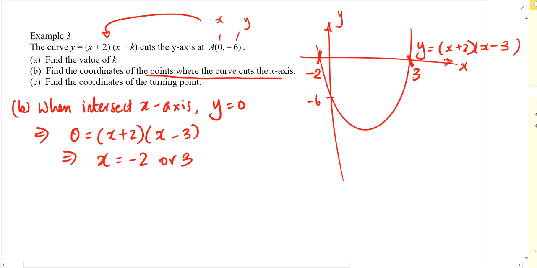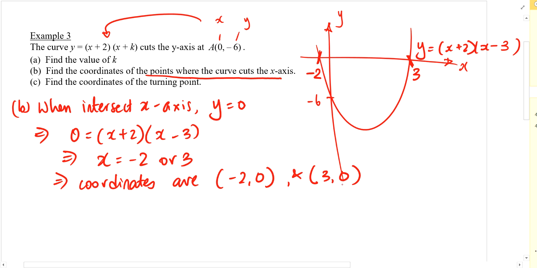What this means is that the coordinates will be (-2, 0) and (3, 0). And this makes sense because this is our y value, this is also our y value, and we know that the y value at these 2 points will be 0. It is the x-axis. And finally, we have to find the coordinates of the turning point.